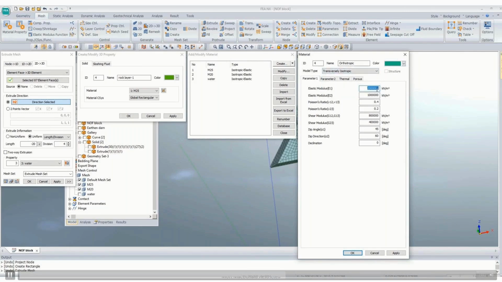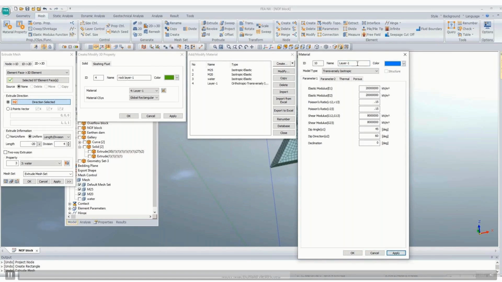So 1 2 3 4 5 6. This seems to be less for rock, so I'll put one more 0 here. In the other transverse direction also, I'll keep it as it is. I'll keep Poisson's ratio 0.15, and in this direction also 0.15. Put one more 0 here. In the 2-3 plane also, I'll use this. Let's keep the other things the same, layer 1. Okay, apply.